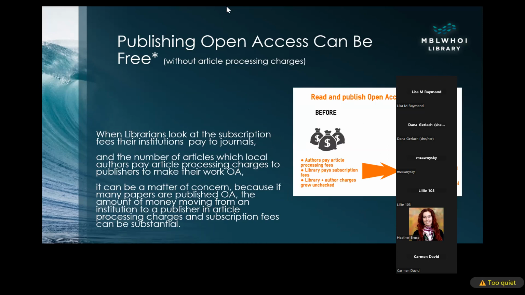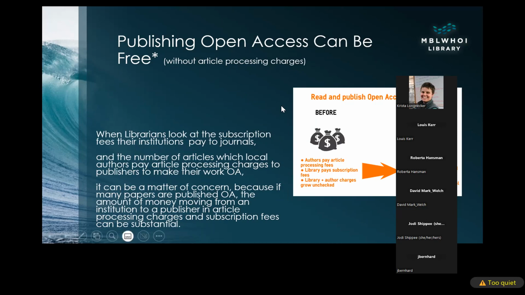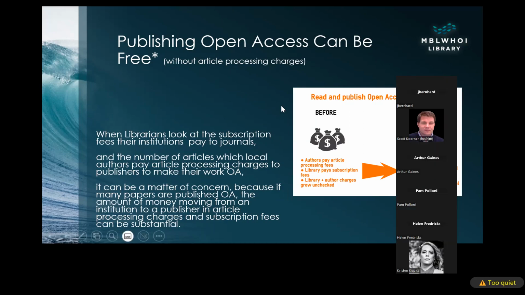When librarians look at the subscription fees their institutions pay to journals and the number of articles which local authors pay article processing charges to publishers to make their work open access, it can be a matter of concern for institutions if many papers are published open access and the amount of money moving from the institution to a publisher in article processing charges and subscription fees added together can be quite substantial.